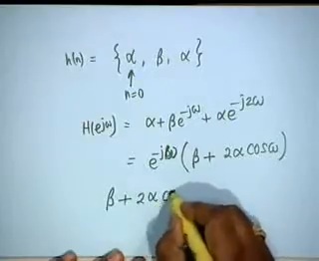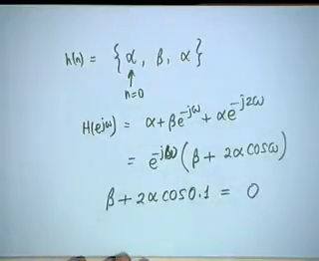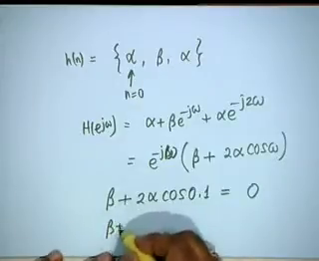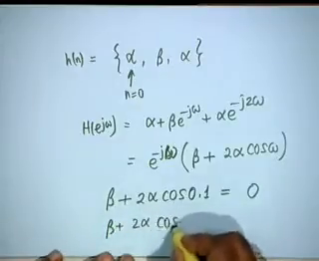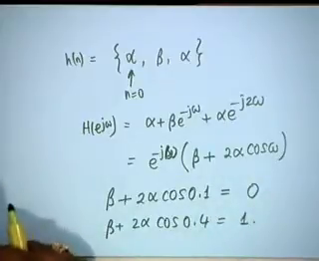All right. This is the engineer's way. It does not quite start with rigorous mathematical formulation and so on, because then he gets lost in the mathematics. You have to keep your eyes towards practical situations. So, what I want is 2 alpha cosine of 0.1 should be equal to 0, all right, and beta plus 2 alpha cosine of 0.4 should be equal to 1.